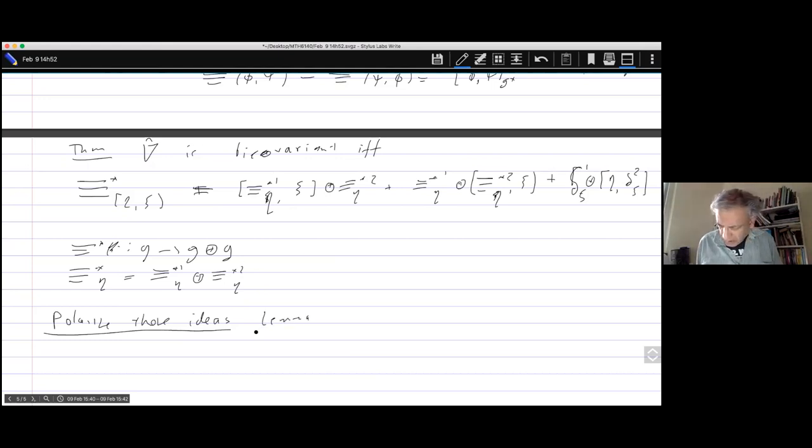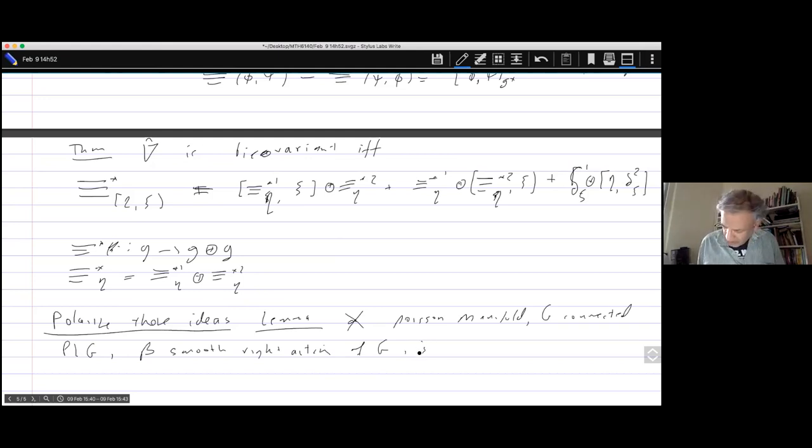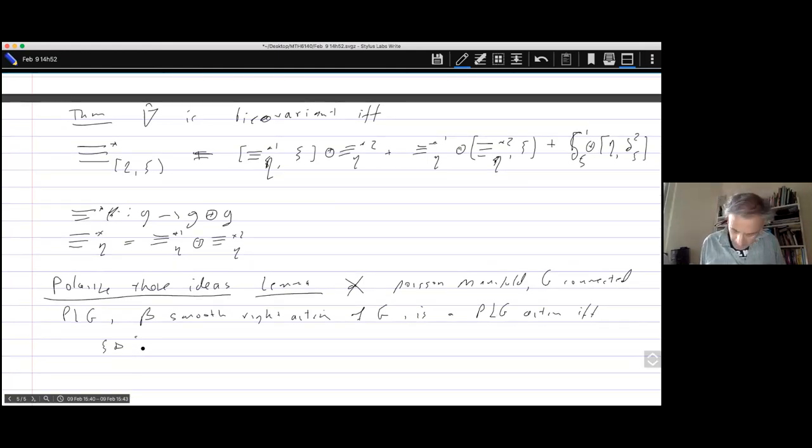So we have a lemma. X a Poisson manifold. G a connected Poisson Lie group. Beta, a smooth right action of G is a PLG action if and only if. So it means that the map beta from X cross G to X is a Poisson map, but we give another characterization of it, if and only if C acting on PQ should be C acting on PQ plus P C acting on Q plus delta 1 C acting on P.